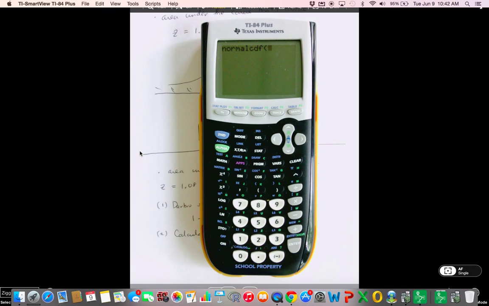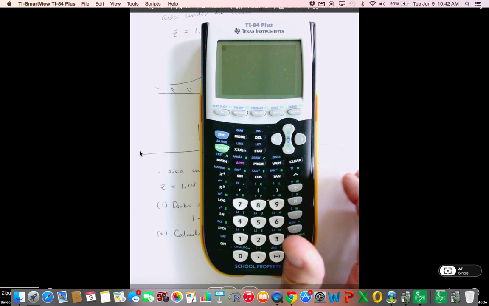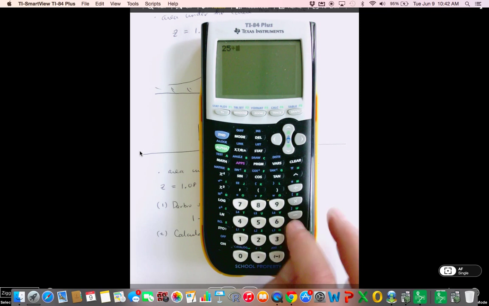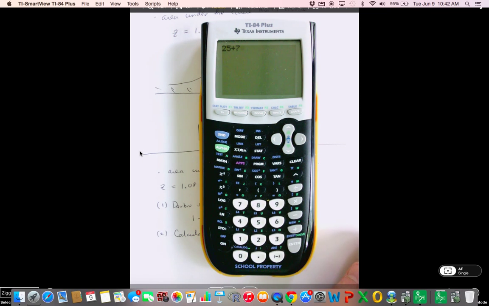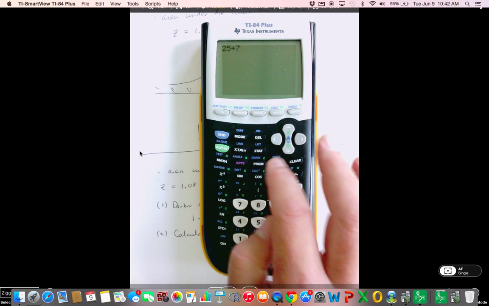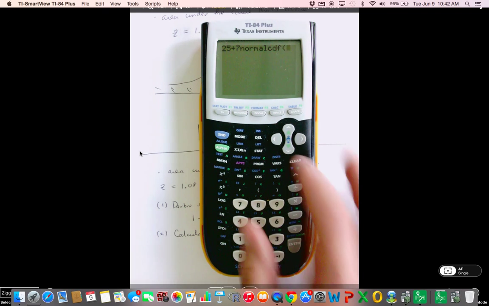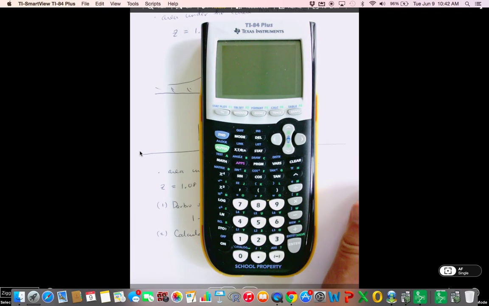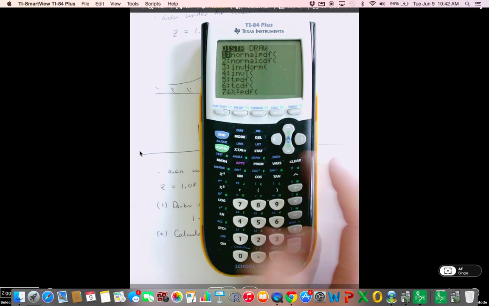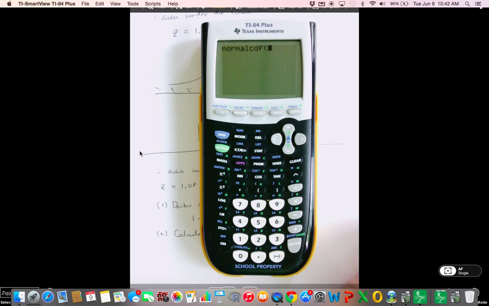Now, make sure you've got that on a line by itself. Let's say you got some garbage in there and you haven't hit enter, and you try to get normal CDF and put it there. It's going to give you an error because there's just too much stuff going on on that line. If that happens, just start hitting clear, get back to a blank home screen, and get back to normal CDF, okay?